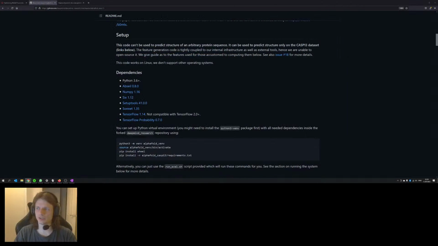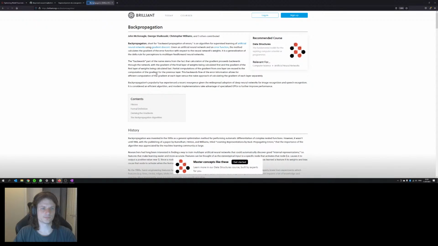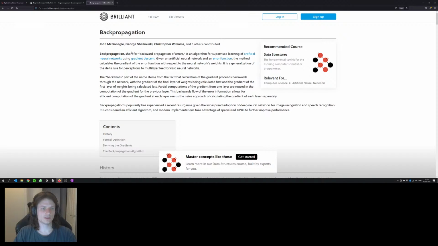Unfortunately, I've pulled that the wrong side, so let's try this again. Okay. Backward propagation of errors is an algorithm for supervised learning of artificial neural networks using gradient descent. Given an artificial neural network and an error function, the method calculates the gradient of the error function with respect to the neural network's weights. It is a generalization of the delta rule for perceptrons to multilayer feed-forward neural networks.